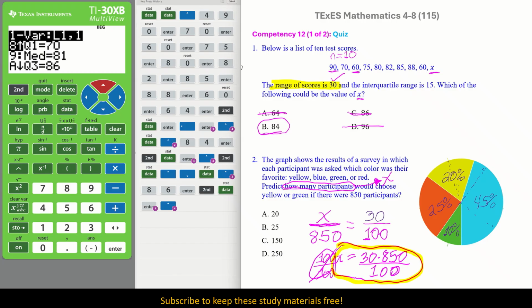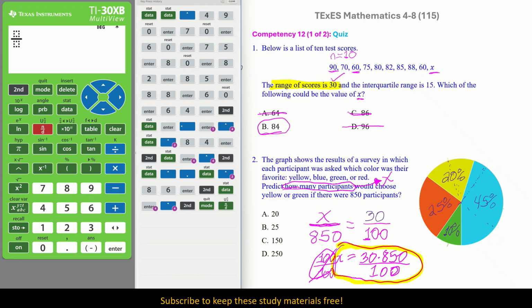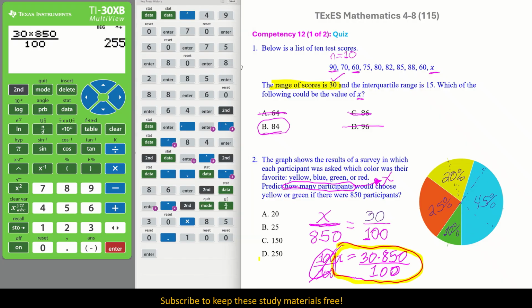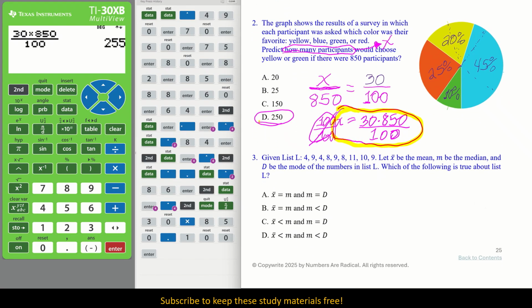Let's put that in the calculator and see what we get close to. Something tells me that 20 participants and 25 participants is just way too small. Those two, in my opinion, would be options that people would choose if they're incorrectly getting the percent, trying to just look at the percent and not the amount of participants. So let's go second mode, set up our fraction, and that is 30 times 850, go down, 100, enter: 255. And that is very close to option D.